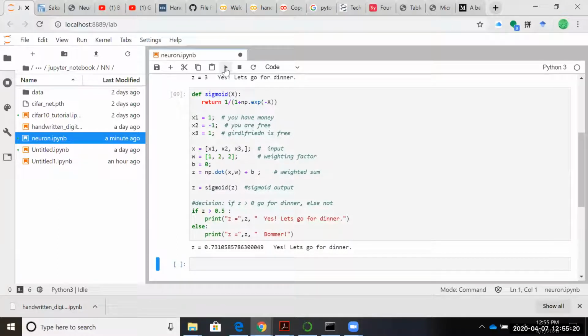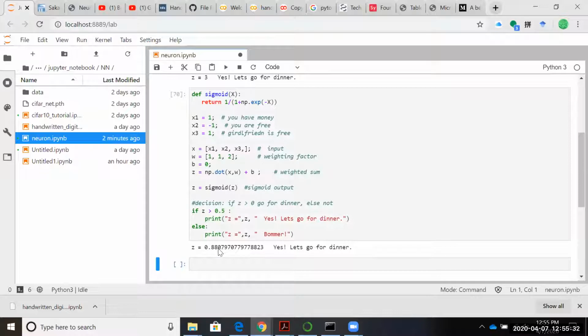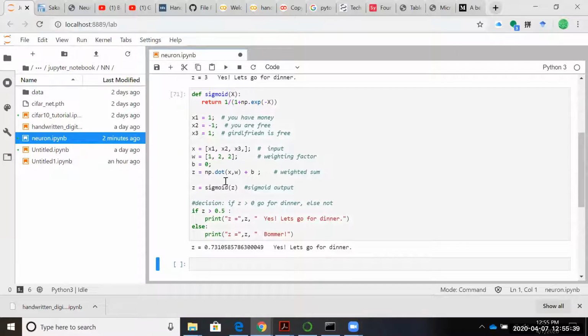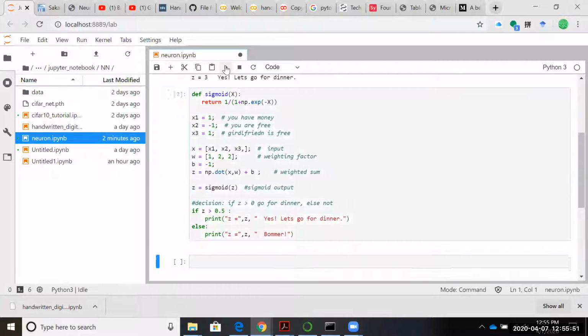did it change? It did not change anything. Wait a second, I must have a typo. No, the probability did change, right? The probability did change, but the decision is still the same. So that means the bias is not right. We need to put a little bit of bias there. So I put in a small bias, and now you can see.